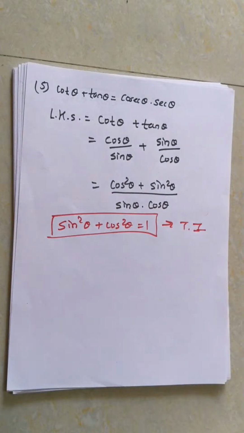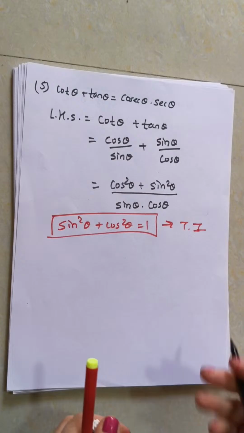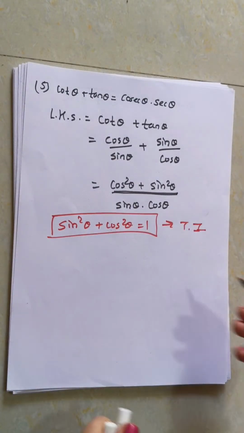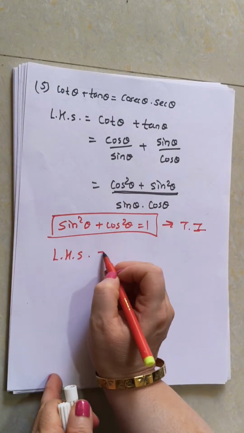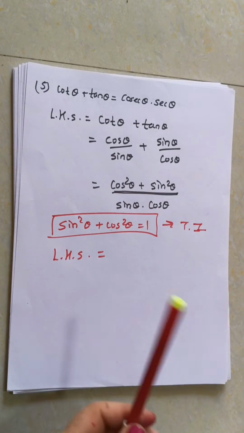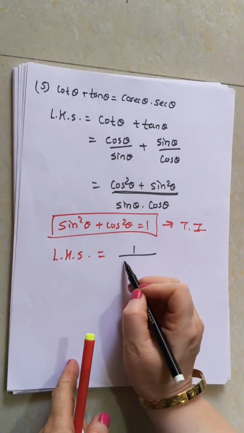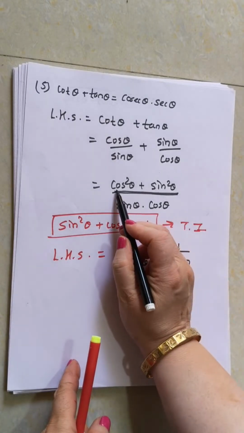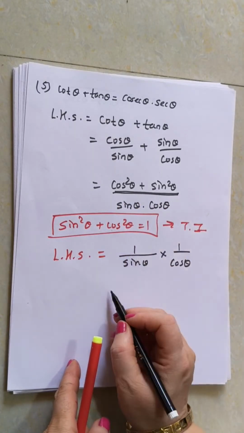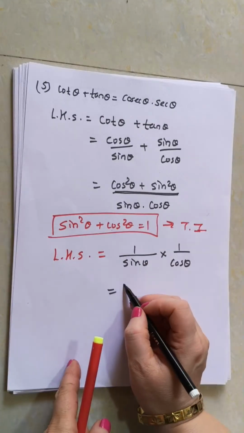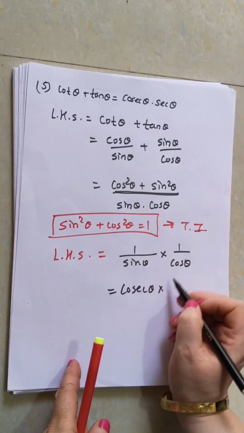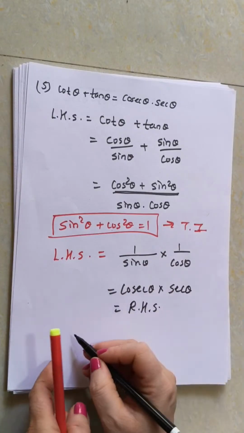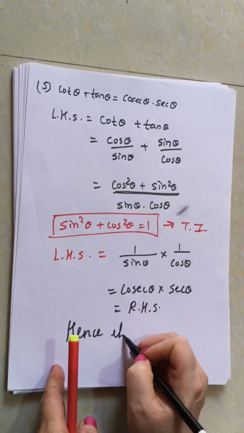So what will be my LHS? In place of sin square theta plus cos square theta, we are going to write 1. So LHS will be 1 upon sin theta and 1 upon cos theta. So in place of cos square plus sin square, I have written 1. So 1 upon sin, that is cosec theta, and 1 upon cos, that is sec theta, and that is only my RHS. Hence it is proved.